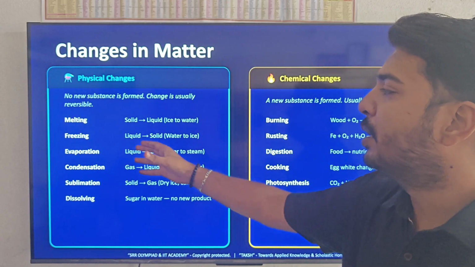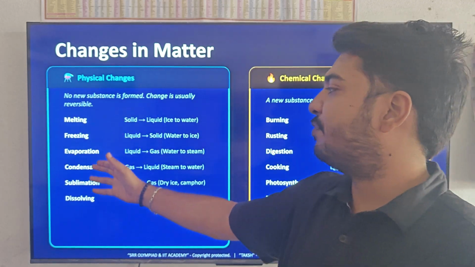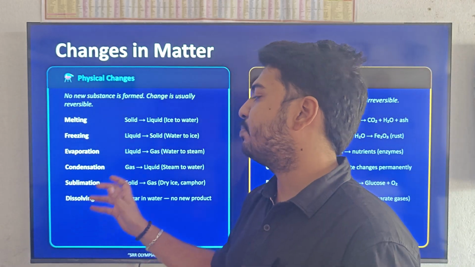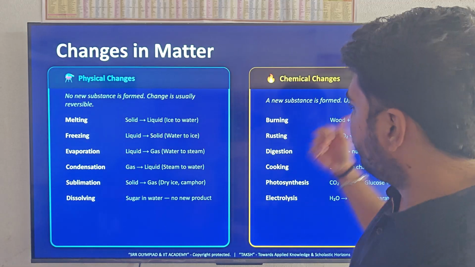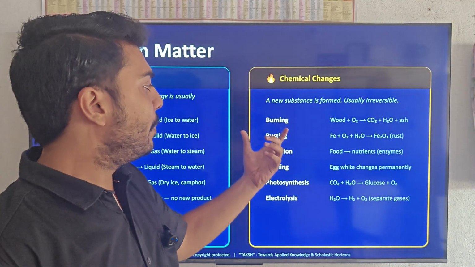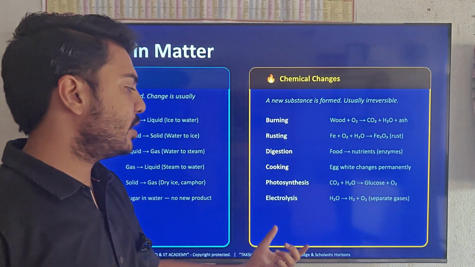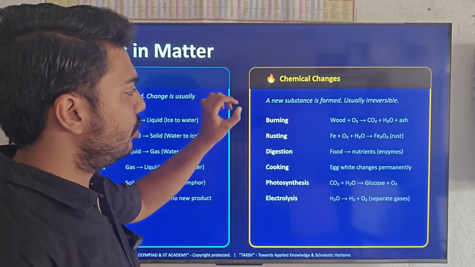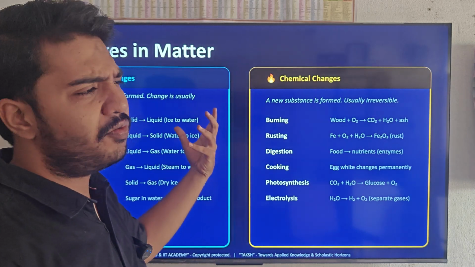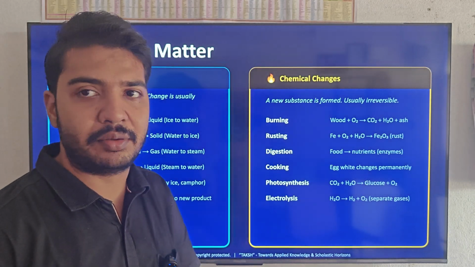Under SAL medium, there are these many things: melting, freezing, evaporation, condensation, sublimation, and dissolving, okay. When you go for chemical changes: burning, rusting, digestion, cooking, photosynthesis, and electrolysis. So these kinds of things are usually irreversible, okay.